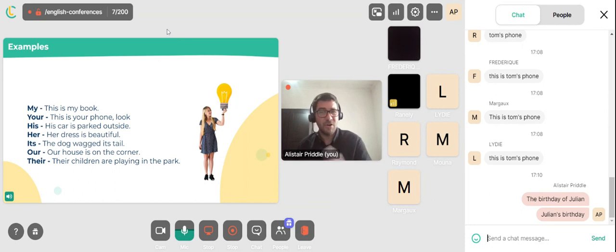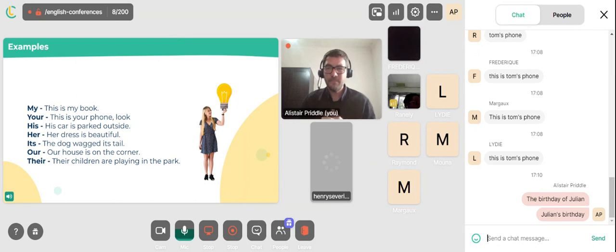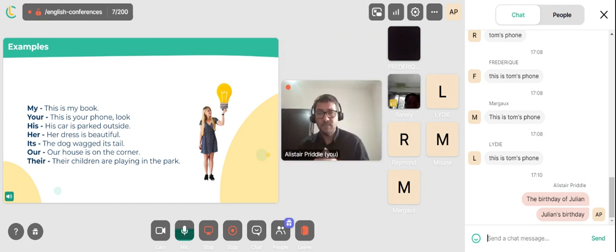So let's have a look at some examples. With my, this is my book. With your, this is your phone, look. With his, his car is parked outside. With her, her dress is beautiful. With its, the dog wagged its tail. With our, our house is on the corner. With their, their children are playing in the park.